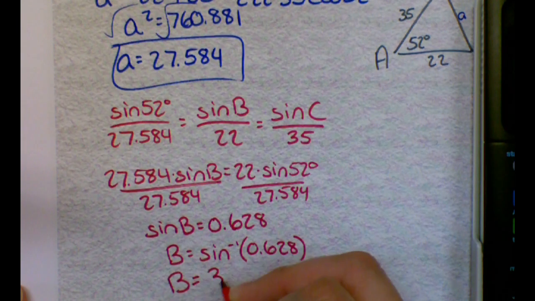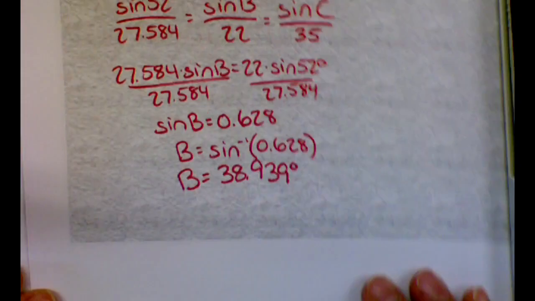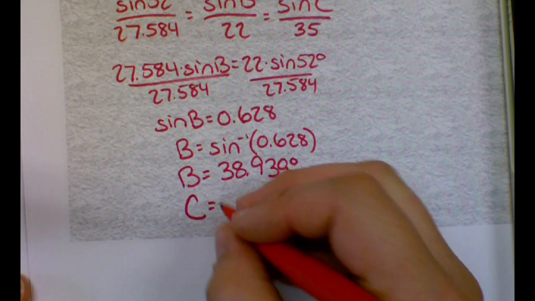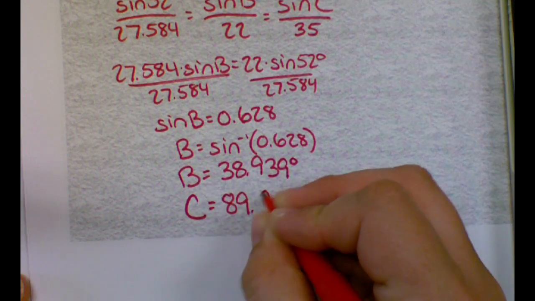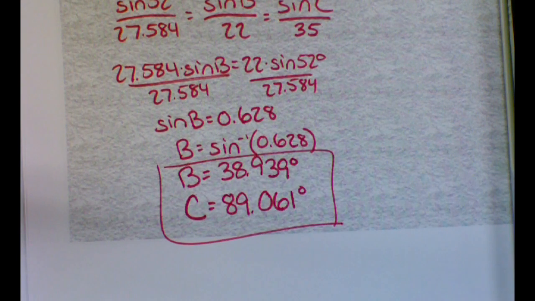So angle B is 38.939 degrees. And we quickly find angle C by subtracting from 180, which is 89.061 degrees. All right.